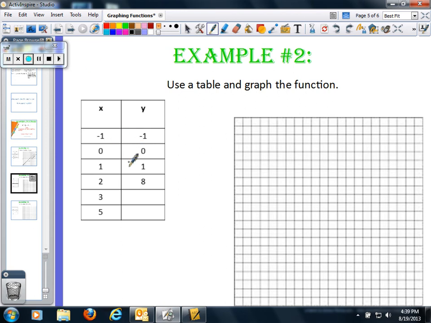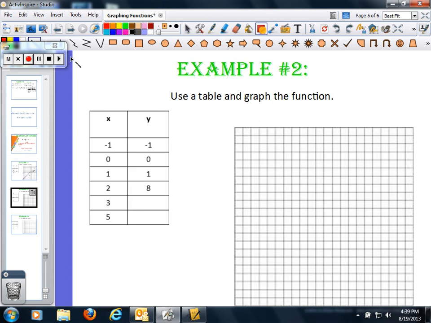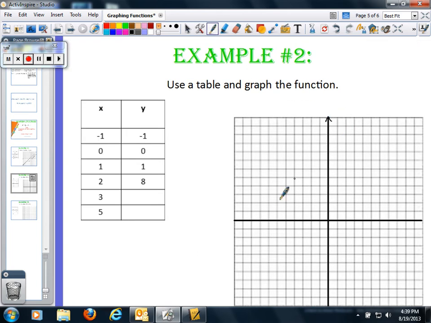And again, you should notice I have positives and negatives. So for my x and y axis, I'm going to go ahead and put them somewhere in the middle. Don't have to be exact, but somewhere. Draw my arrowheads on them. Alright, and I'll start by plotting the points that are here. So you got -1, -1. You have 0, 0. You have 1, 1. You have 2 and 8. So that's 2, 4, 6, 8.